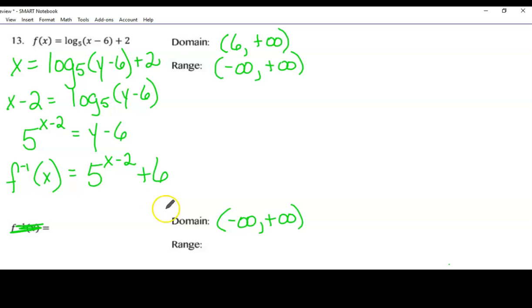Remember, in the range, or actually don't remember, we haven't talked about this, but if you're catching on to any of these patterns, in an exponential function, the range, this is the horizontal asymptote, and this is a positive number, so that means that it is above the asymptote. So your range is going to be 6, +infinity.